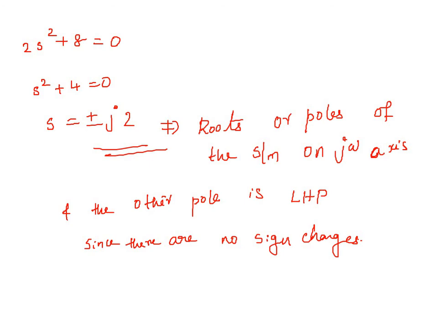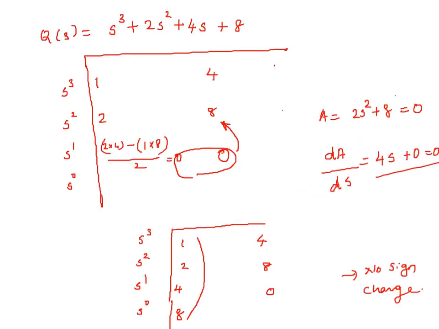Okay, so when an all zero row comes, you have to consider the row just before the all zero row, and you have to find the auxiliary equation. So here the auxiliary equation is 2s square plus 8 equal to 0, because 2 is the coefficient corresponding to s square and 8 is the coefficient corresponding to s raised to 0.